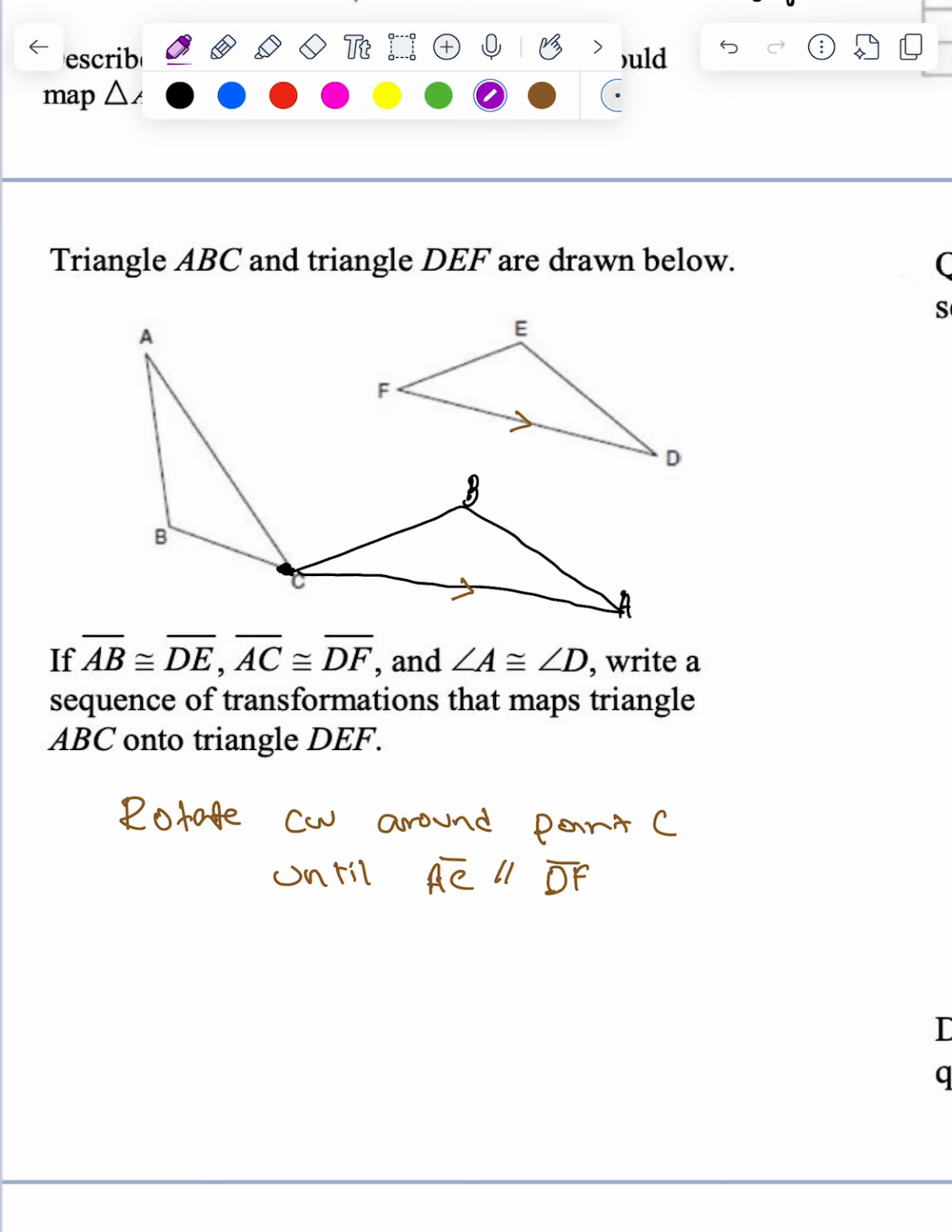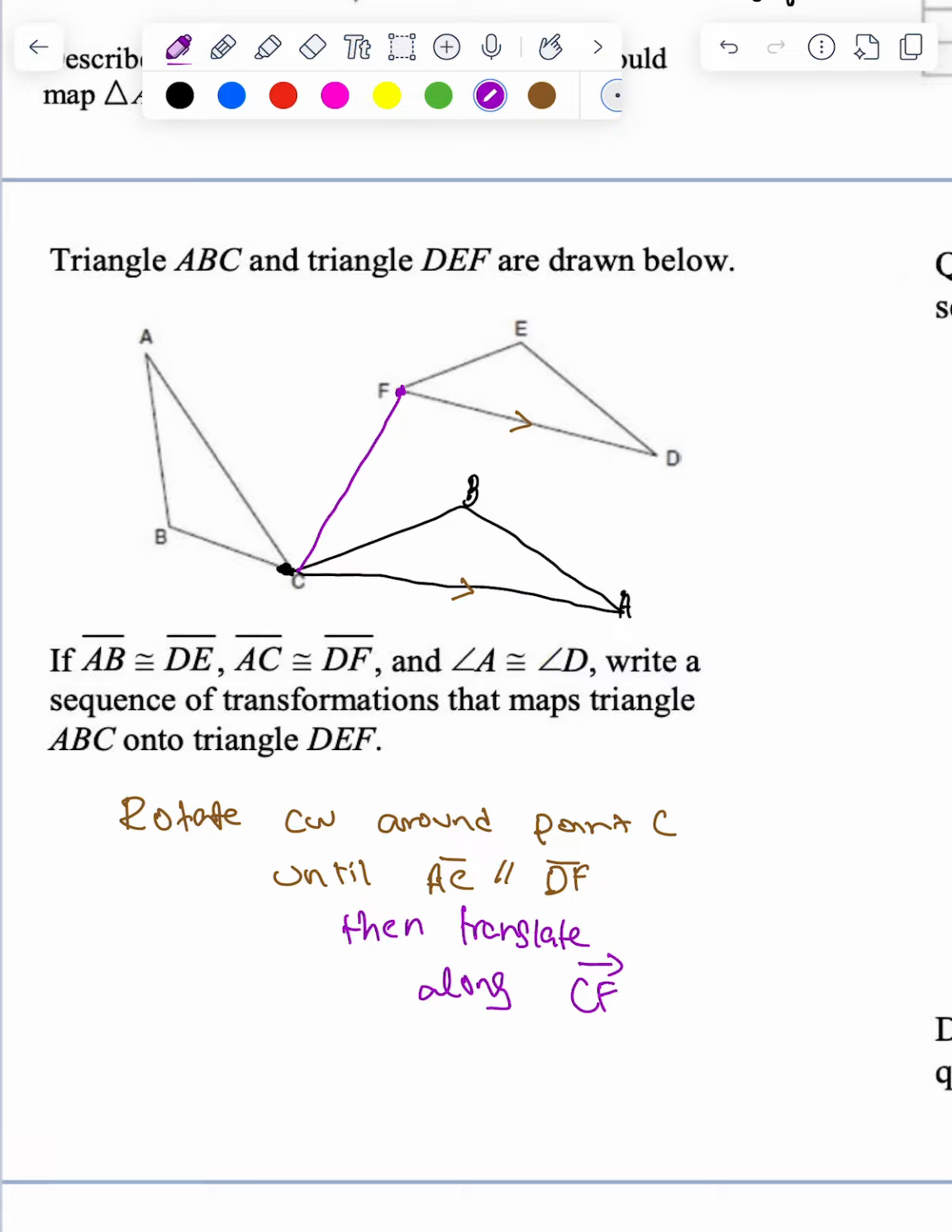So usually when we're not on the grid, we pick a translation vector, which is just a line segment. So let's translate along CF. You could pick any. Then translate along CF. That could be our translation vector.